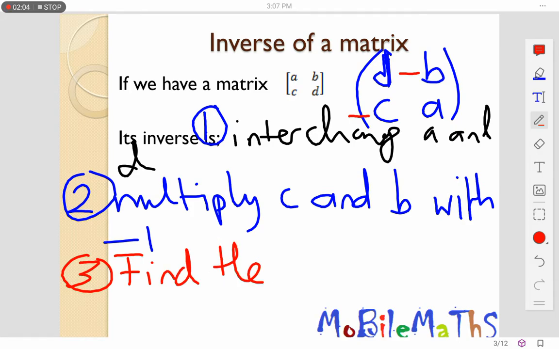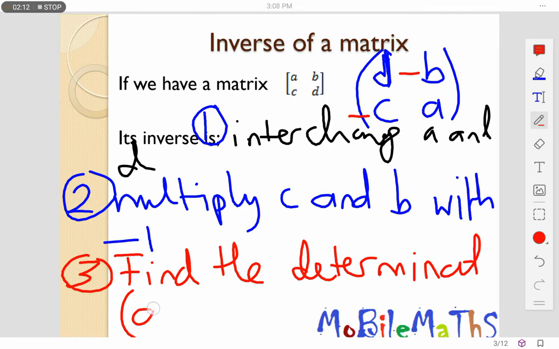Okay, now with that being done, the third stage, you find the determinant. We find the determinant where we do A times D minus B times C. That's how we find the determinant. So what we do is we cross multiply like that. That's how we find those values there.